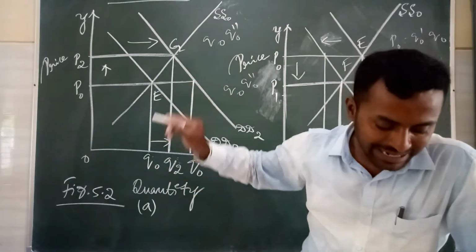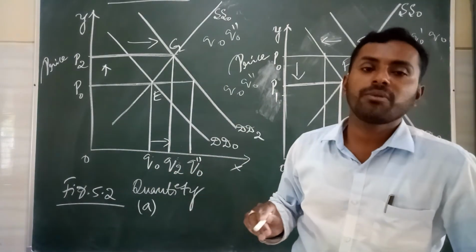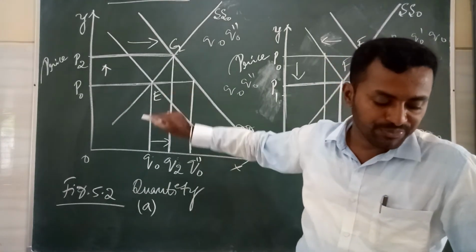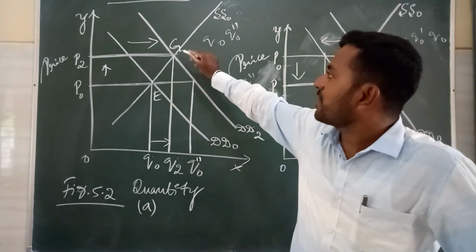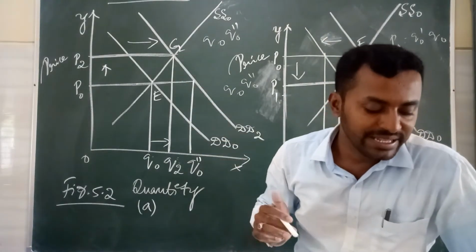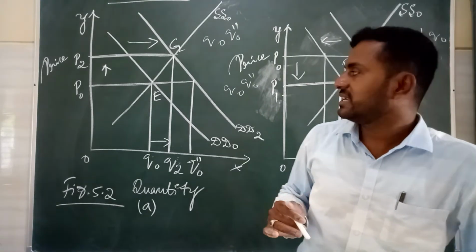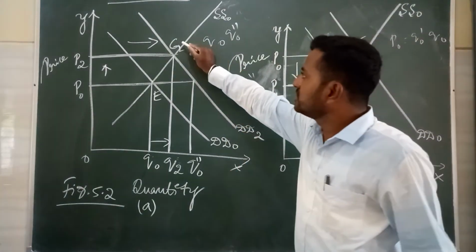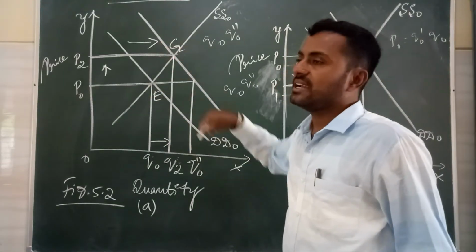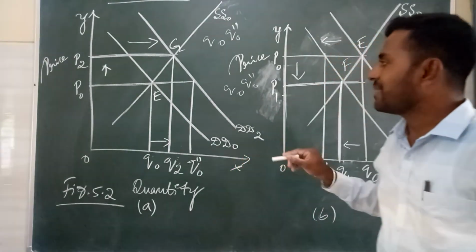The supply curve is constant. See, the figure clearly shows that compared to the old equilibrium point E, the new equilibrium point is G. At the new equilibrium point G, there is an increase in both the price and the quantity demanded. This is the demand shift.